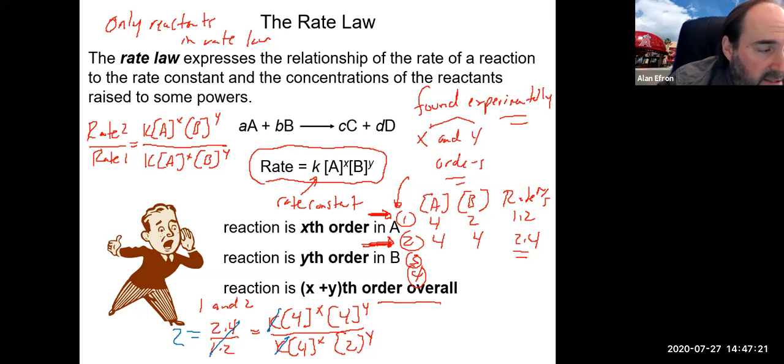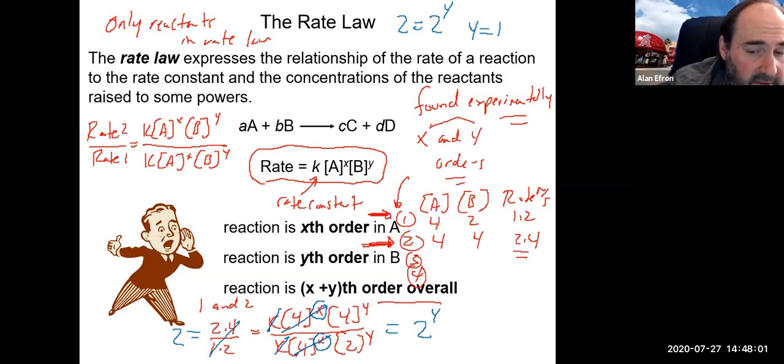Also, because this is the same reaction, when I come to the 4 to the X and the 4 to the X, although I don't know what X is at this moment, it should be the same number, which means technically this should cancel out. That leaves me 4 to the Y divided by 2 to the Y, which gives me 2 to the Y. So I am left with 2 equals 2 to the Y. You probably could figure out that Y would equal 1 in this case.